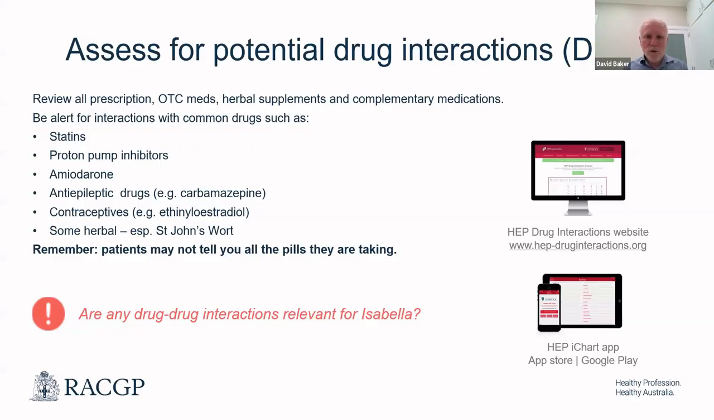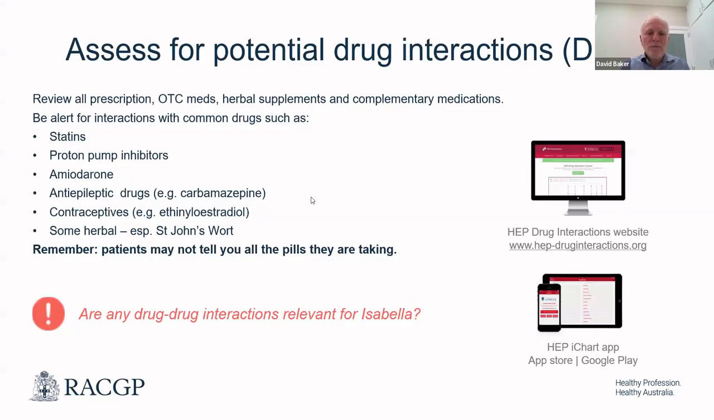It's important at this point, of course, to discuss the use of supplements and herbal medication. St. John's wort, for instance, can reduce levels of various hepatitis C drugs. Some interactions just require dose modifications; for instance, statins often have to be reduced. Other drugs are contraindicated, and some are notorious, like amiodarone. So this is a very good website. Are there any drug-drug interactions relevant for Isabella? Well, potentially, yes. So we'll just go to the next slide.